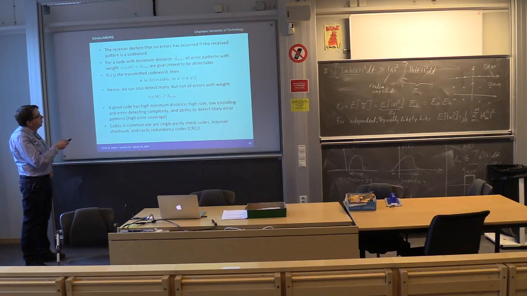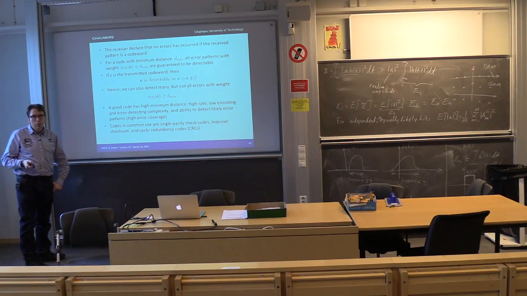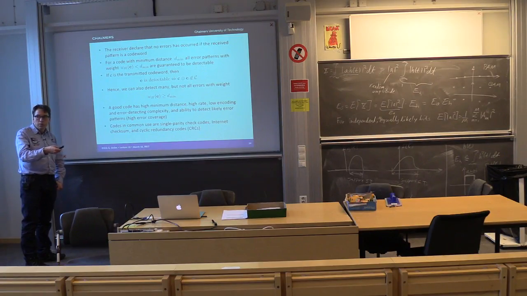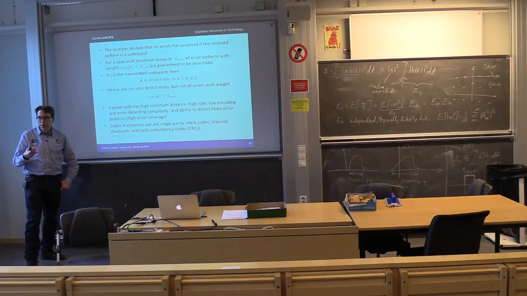For a code with minimum distance dmin, all error patterns with weight less than the minimum distance are guaranteed to be detectable. So that's why we want to have a large minimum distance, because then we can detect all patterns which have 1 error, 2 errors, 3 errors, etc., up to dmin. And those errors are typically the most likely to occur also.